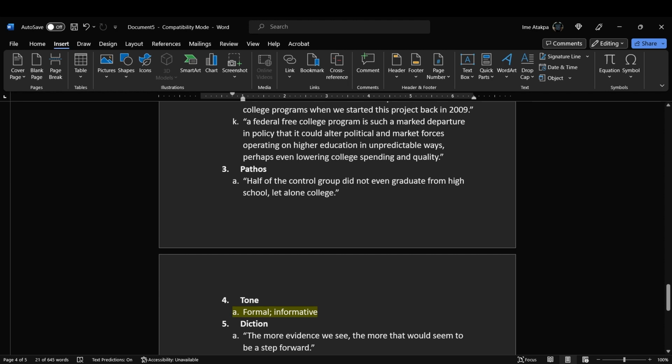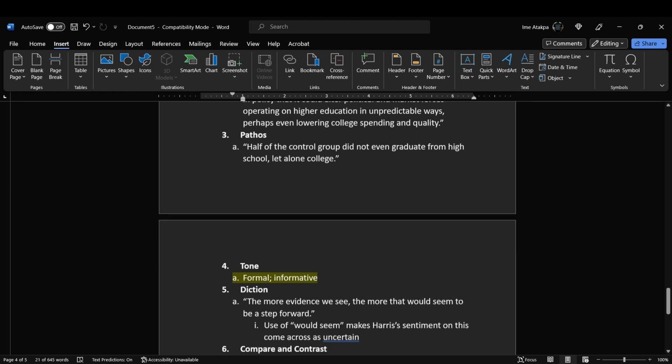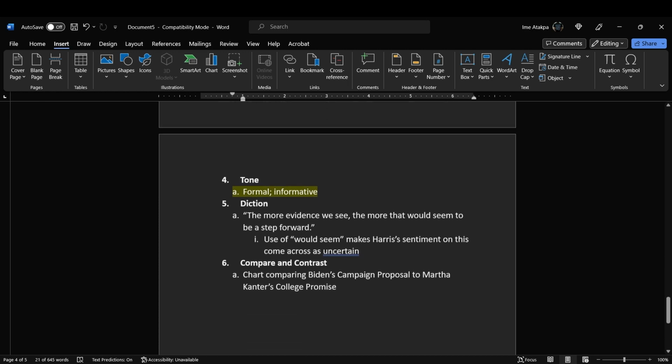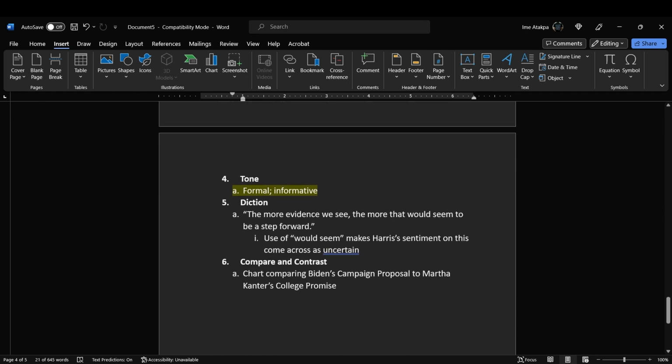Pathos, not so much there. And the reason for that is because the tone, as I've indicated here, is formal and informative. And typically, if you approach writing with that kind of tone, you're not going to use as much pathos as you would for other genres of writing. Only a few points on diction and just one on compare and contrast. Both of those are also rhetorical tools that you can use.